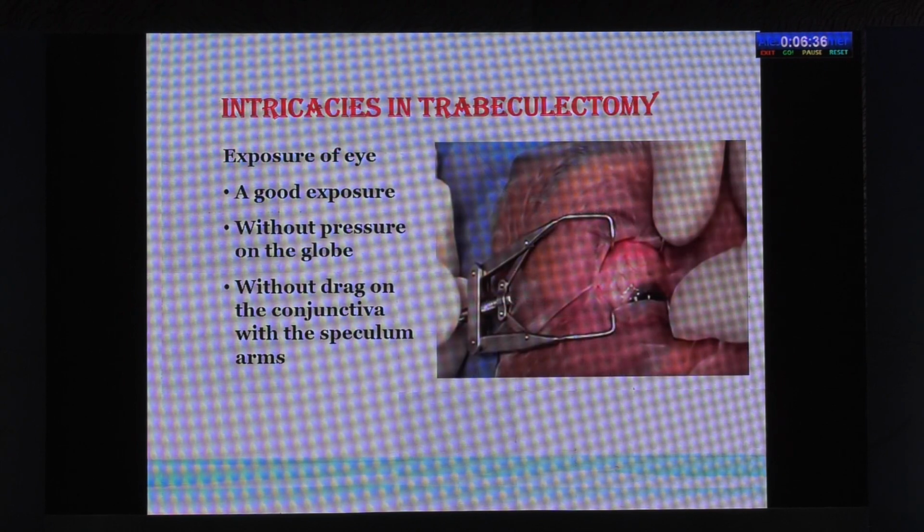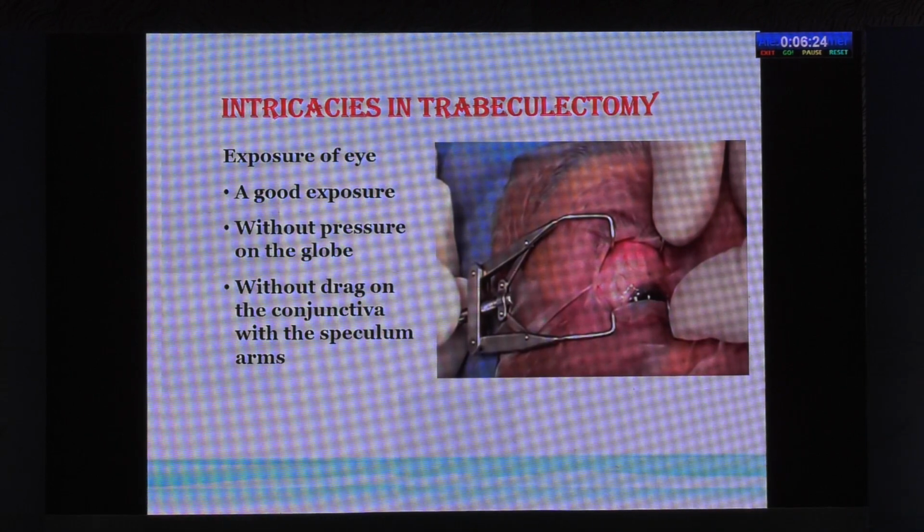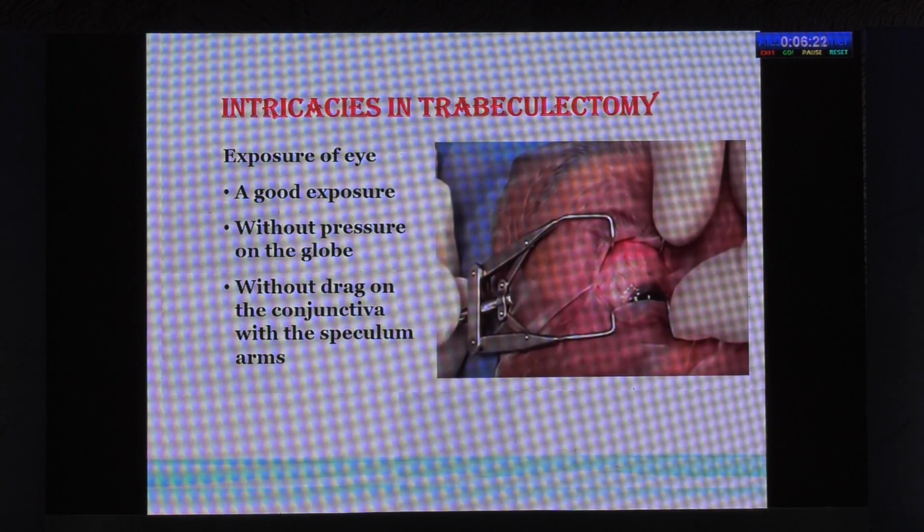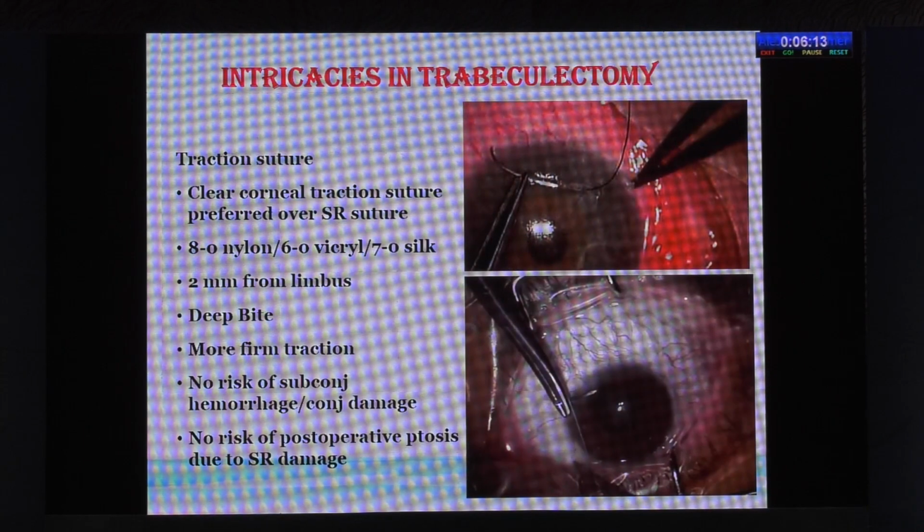So now to go through what are the steps you should be observing on each step, the first thing is to have a good exposure. Whenever you are applying your speculum, it is important that there should be no drag on the globe, or no drag on the conjunctiva, and no pressure on the globe when you are applying your speculum. Next thing is applying a traction suture.